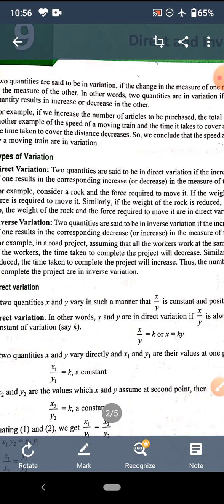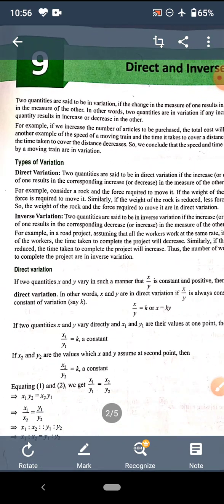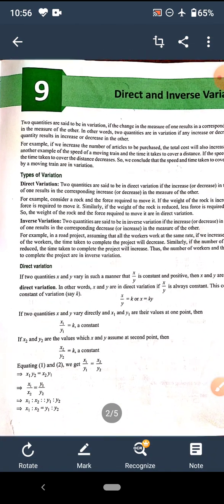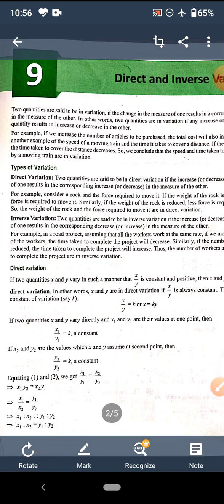For example, if we increase the number of articles to be purchased, the total cost will also increase. Means if you purchase one pencil and if you purchase more pencils, then the cost will also increase.